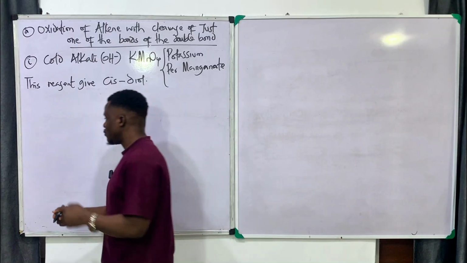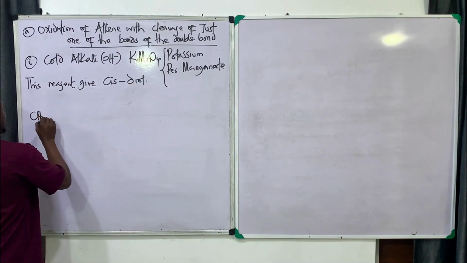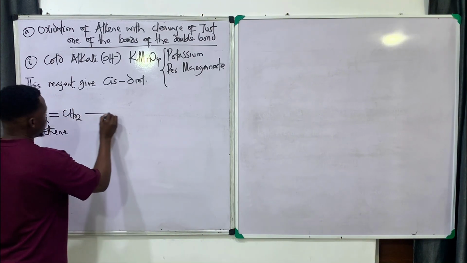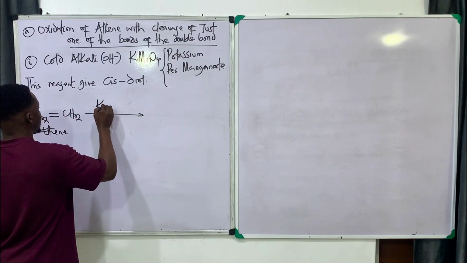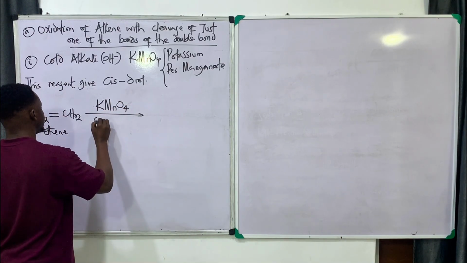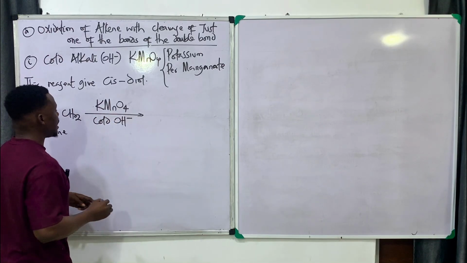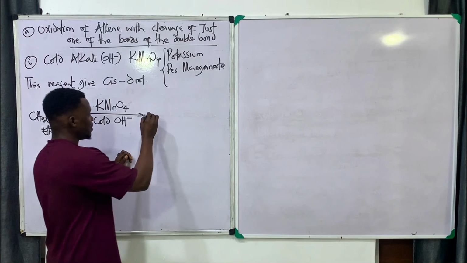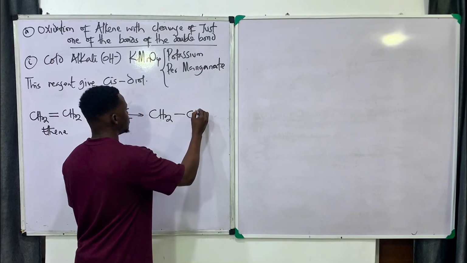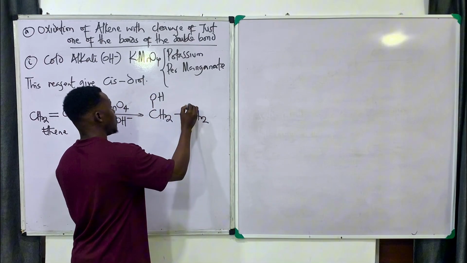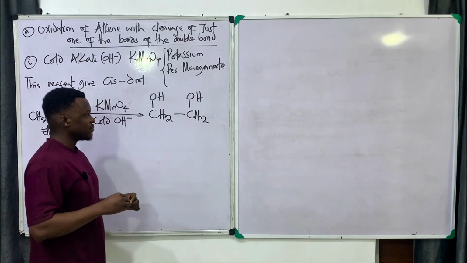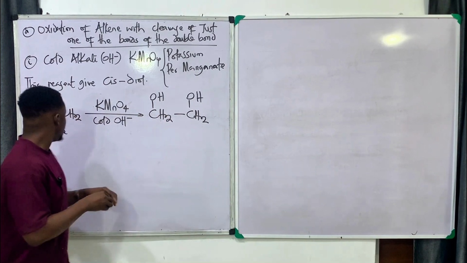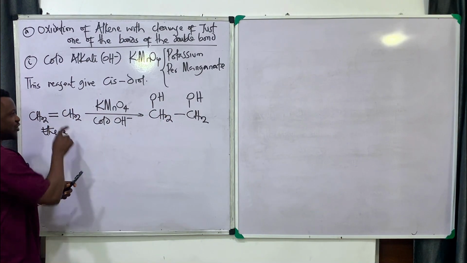Right? I'll give you an example. I'll say CH2=CH2, this is ethene. I will come here and say KMnO4, cold alkaline. Now when you break one of these bonds, this becomes CH2OH, CH2OH. The work this reagent did is just to introduce OH on both carbons of the double bond. Break this bond, add OH here, and that is it.